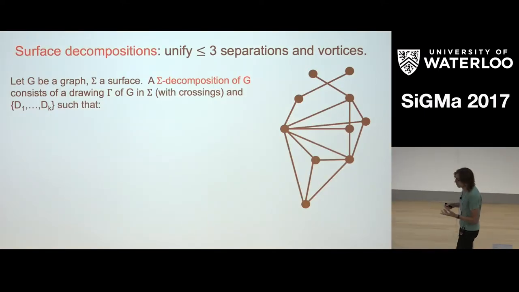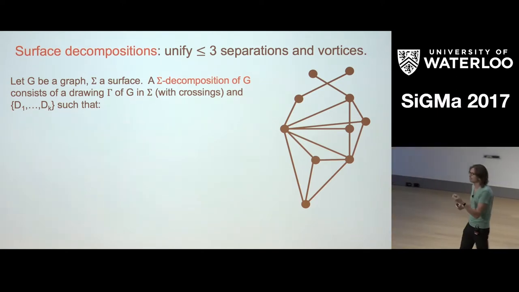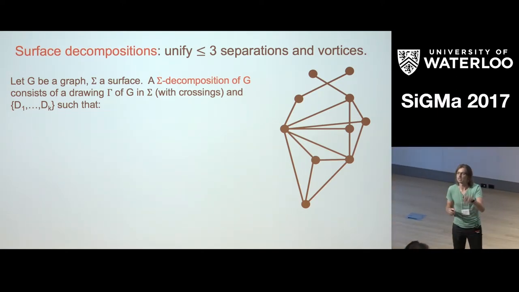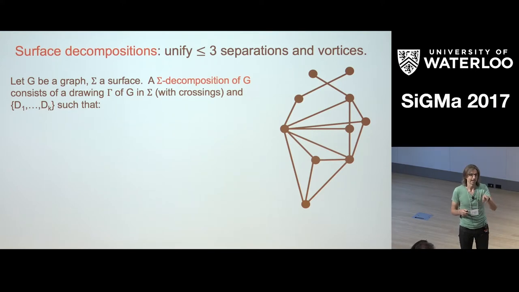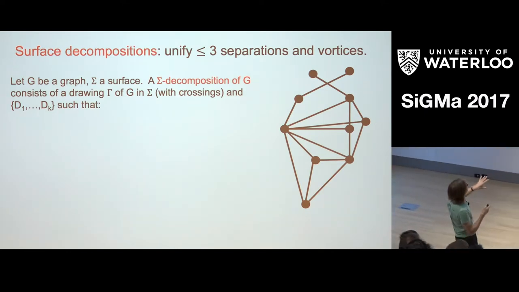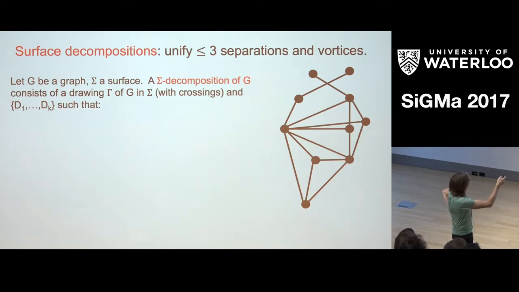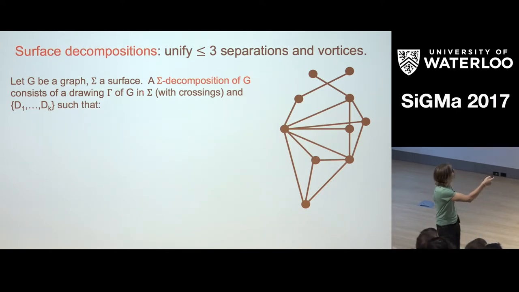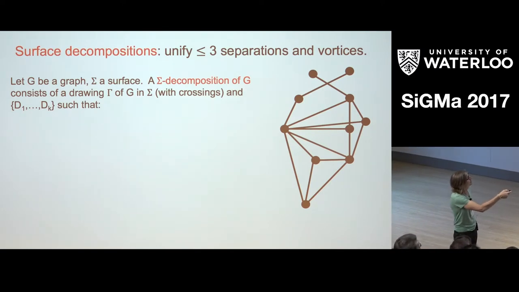OK, so we had vortices, and there was this thing that we had to deal with, duplicating vertices of degree at most three, things that can happen on three cuts. So let me give a sort of unified way to talk about those two special things that are happening, right? And we call it a surface decomposition. So again, we're talking about a surface sigma, and we have a graph G.